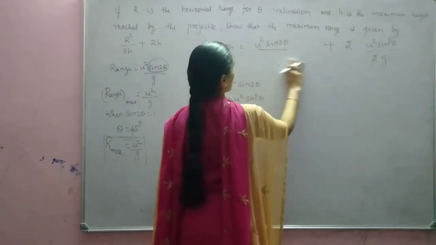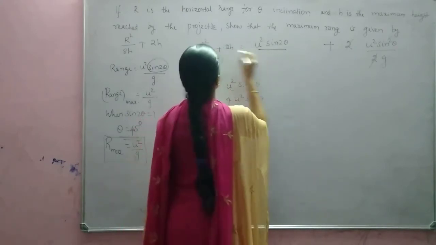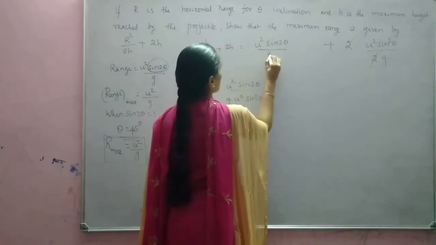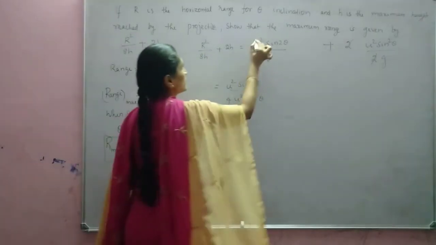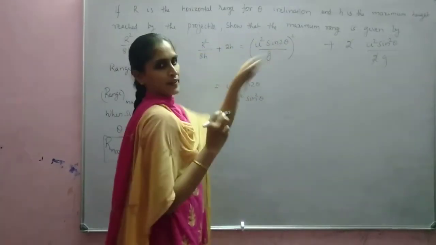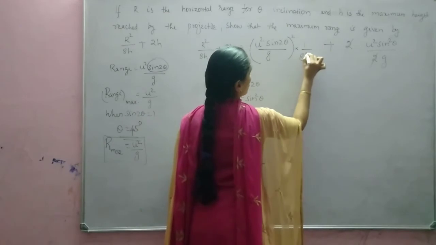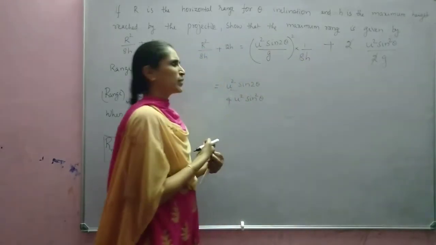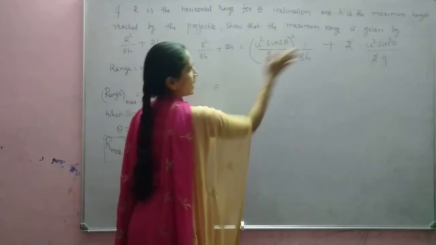U square sine 2 theta by g is the expression for range. So this square, okay, be careful. R square divided by 8H. I am writing 8H only. Later on we can substitute. Okay. So that part already over.